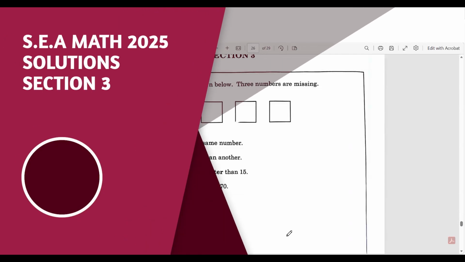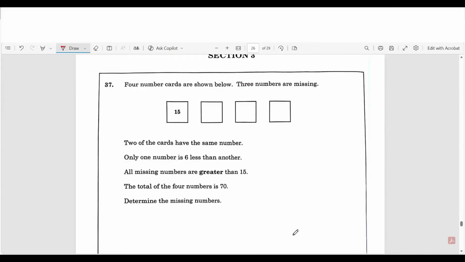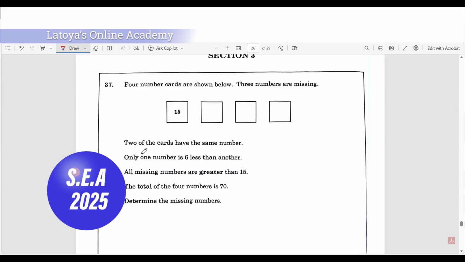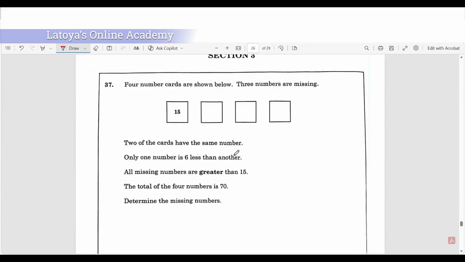Question 37. 4 number cards are shown below. 3 numbers are missing. Now let's read. 2 cards have the same number. Only one number is 6 less than another. All missing numbers are greater than 15.